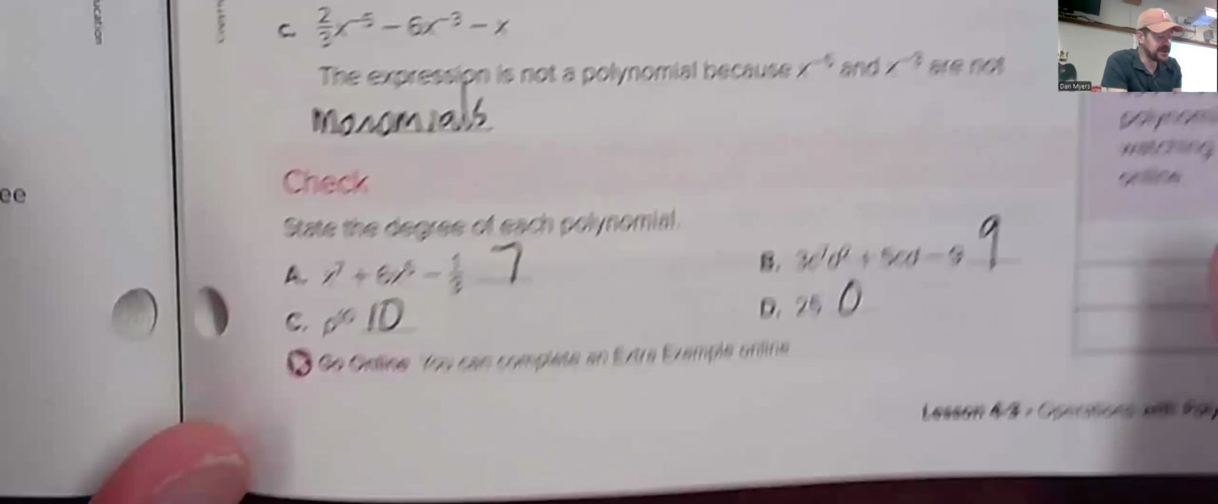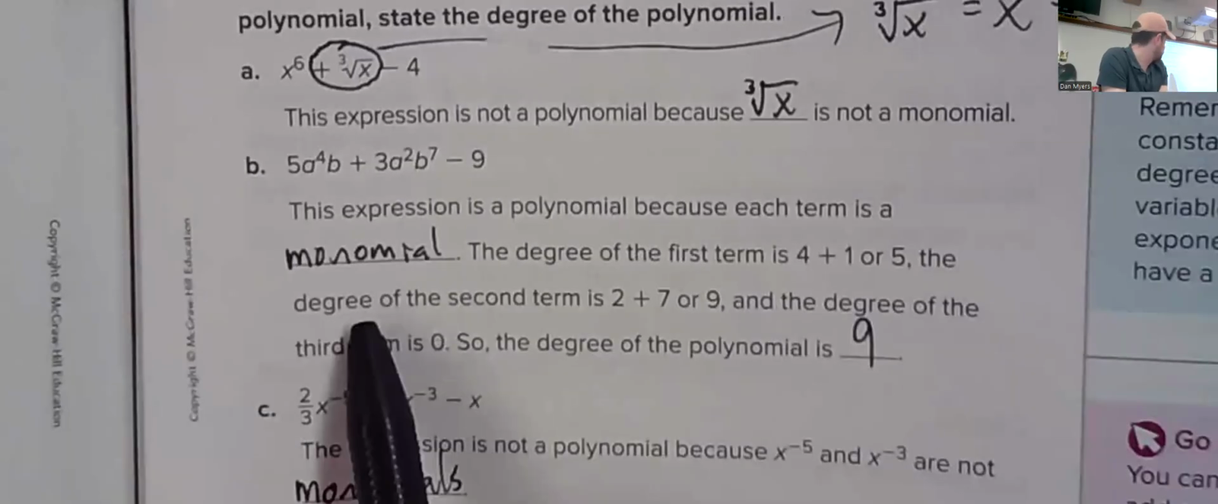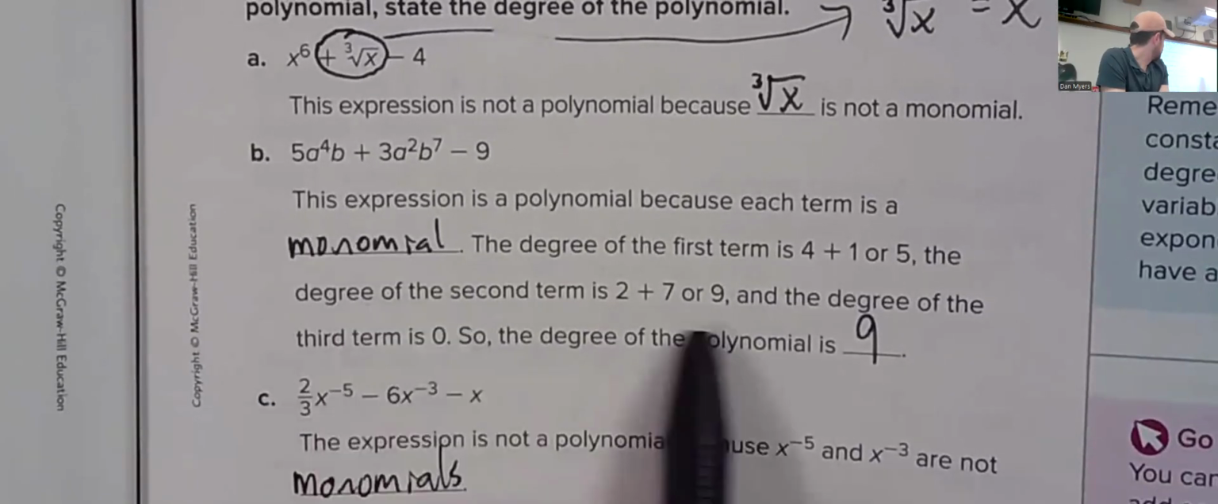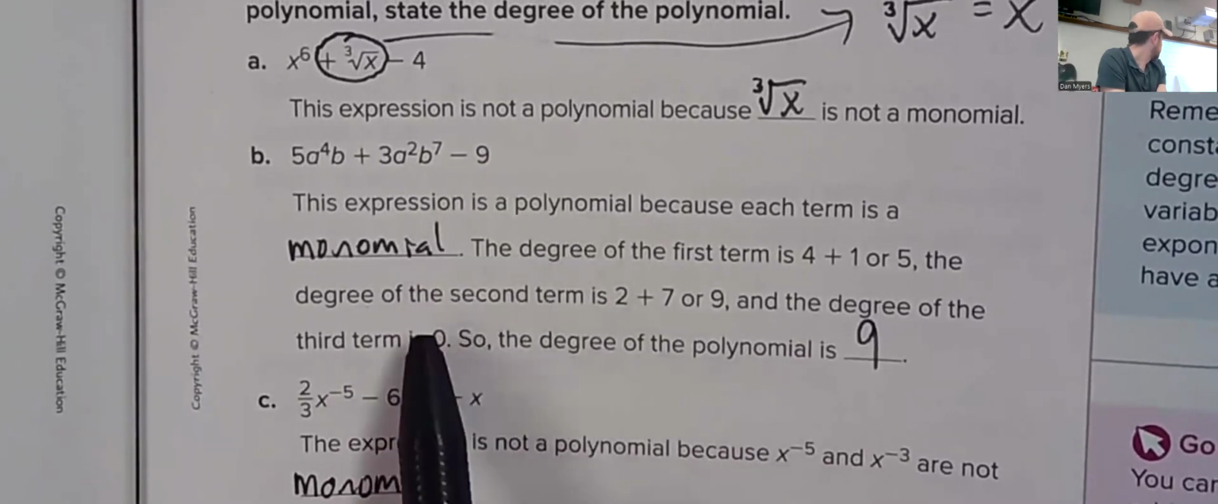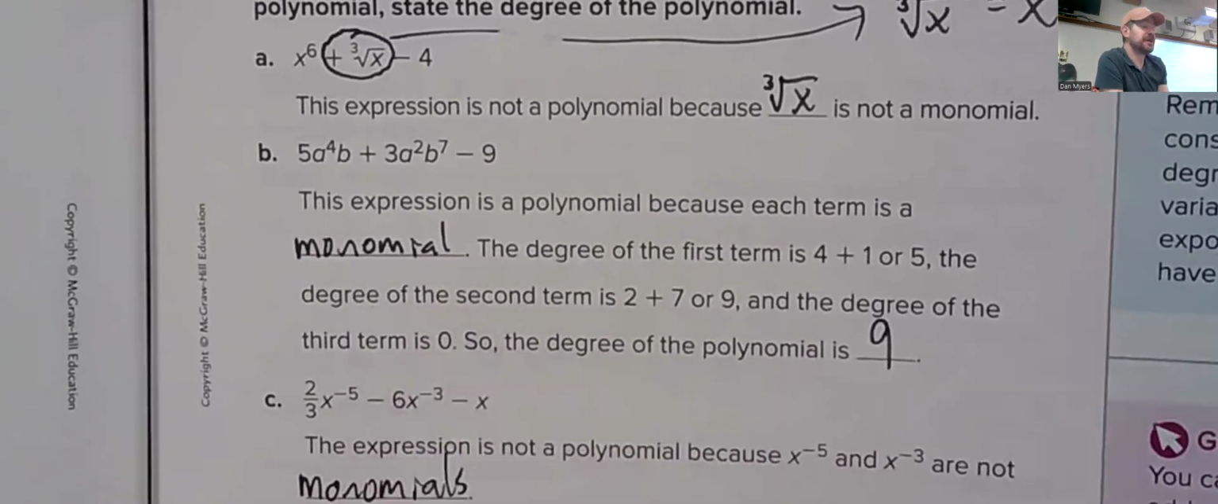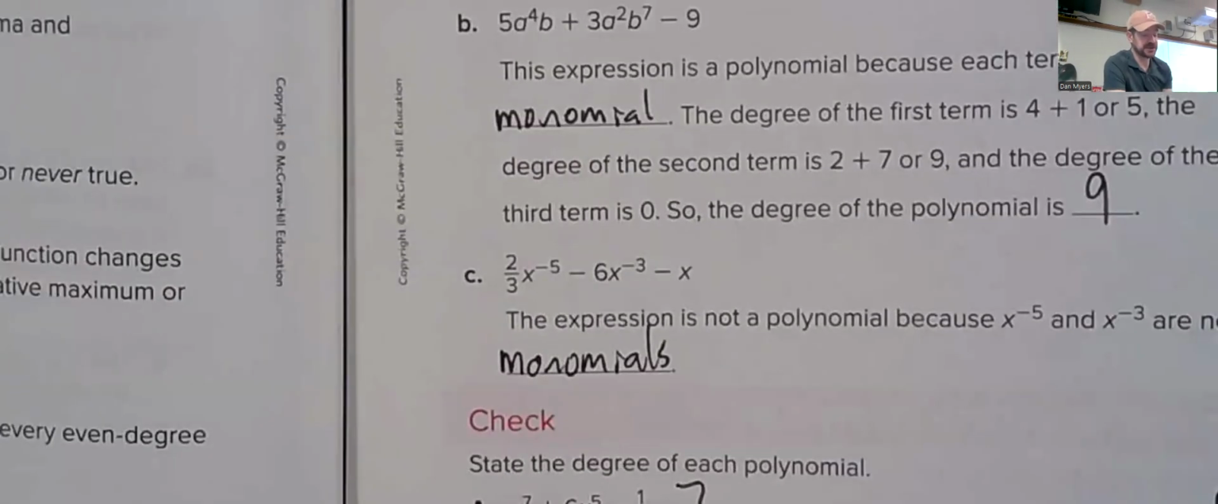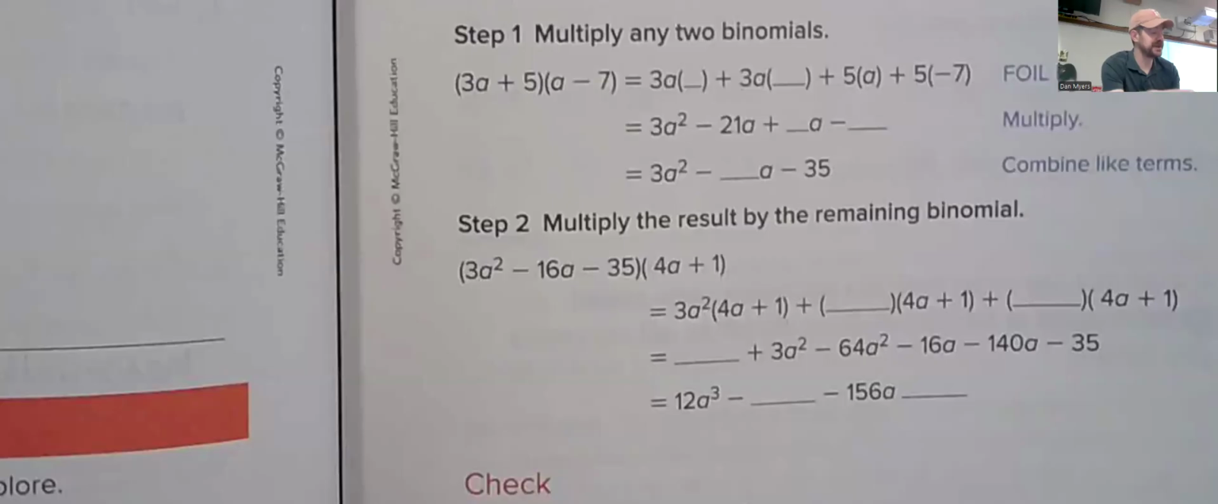And then you can even see here with part B that we just saw, the degree of the third term, -9, is 0. So if there is no variable with it, then that particular term has a degree of 0. All right, turn the page.